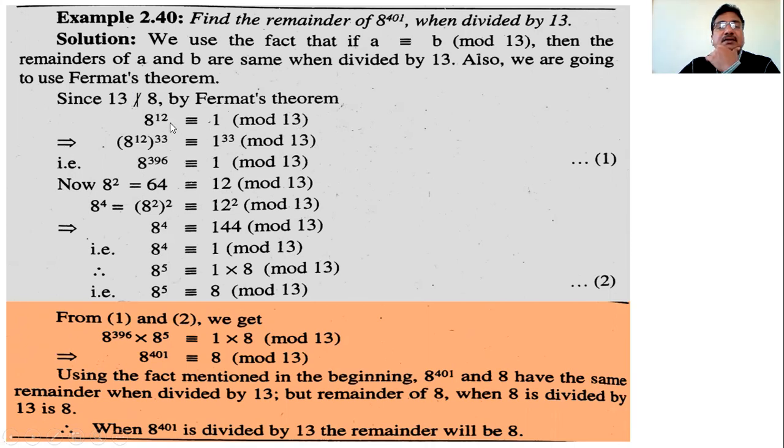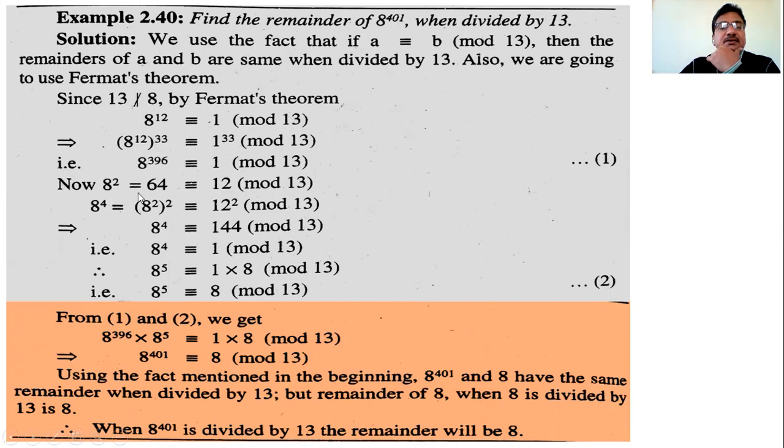And then we take the power of this 8 raised to 12 such that we have the number nearest to 401, and that is 33. 8 raised to 12 raised to 33 is 396, which is nearest to 401, and is congruent to 1 modulo 13. Take the 33rd power of both sides.